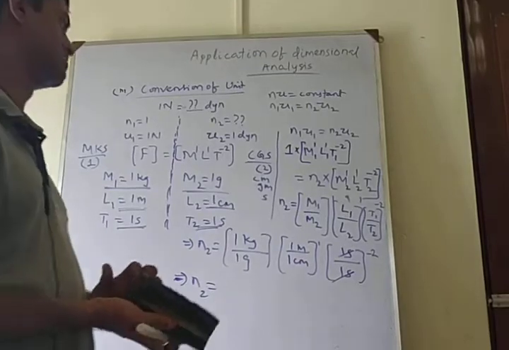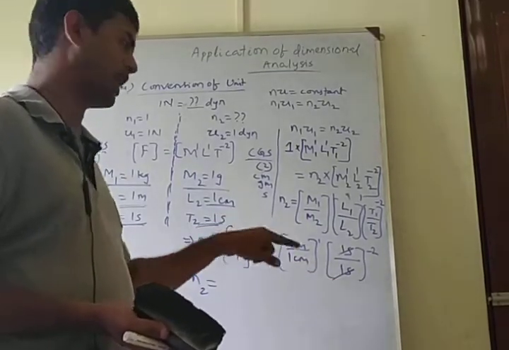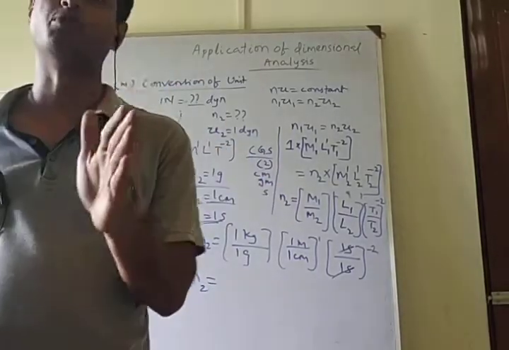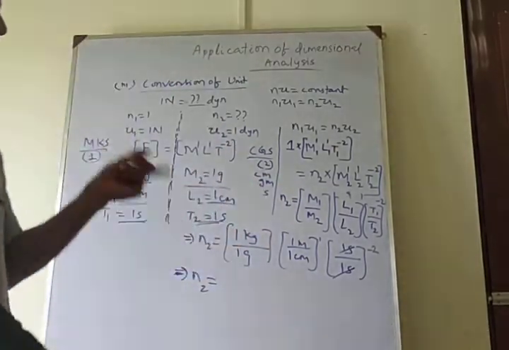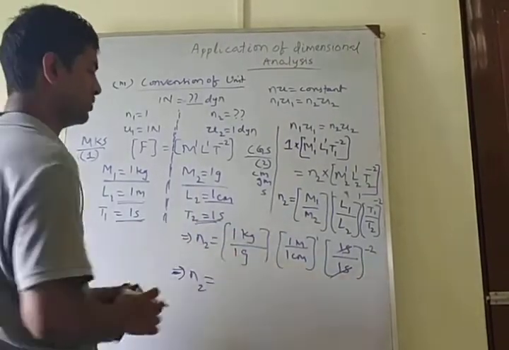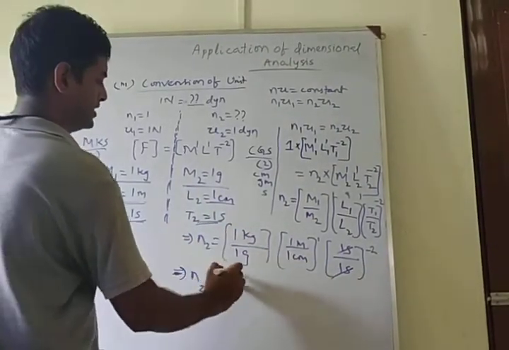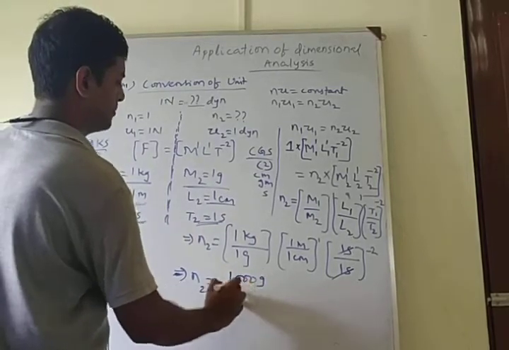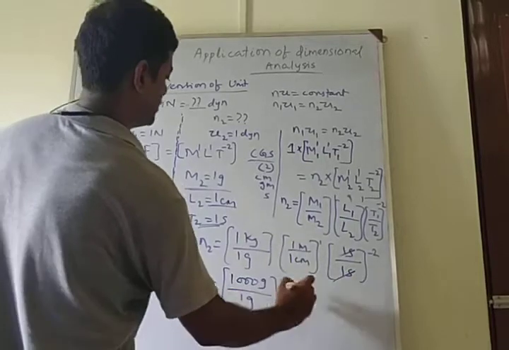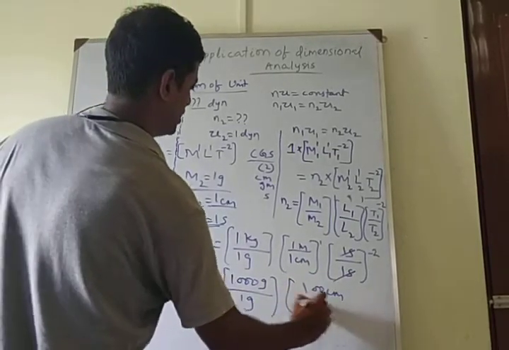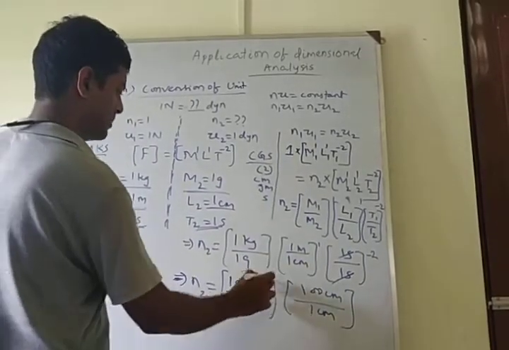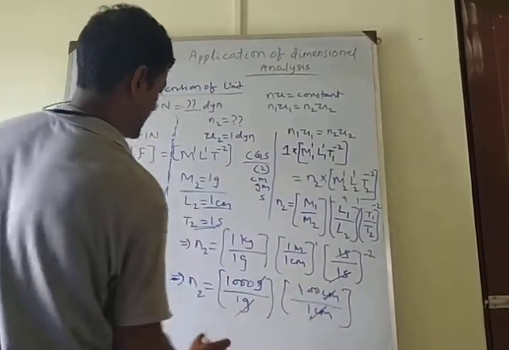Now my question is, whether I'll do kg to gram or gram to kg. So since I'm going from system 1 to system 2 and my system 1 is MKS system and system 2 is CGS system, so I'll convert all the MKS system to CGS system. So in the numerator I am getting 1 kg, I can mention it 1000 gram divided by 1 gram. And for 1 meter I can mention it 100 centimeter divided by 1 centimeter. That's it. Gram cancel, centimeter cancel.